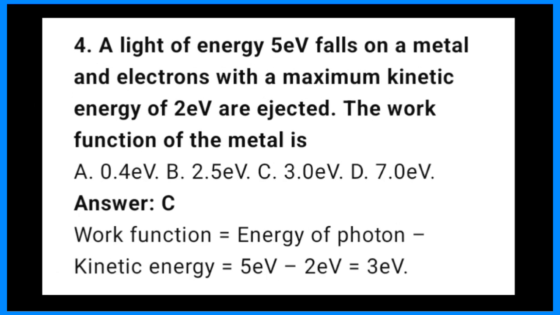4. A light of energy 5 eV falls on a metal and electrons with a maximum kinetic energy of 2 eV are ejected. The work function of the metal is A. 0.4 eV, B. 2.5 eV, C. 3.0 eV, D. 7.0 eV. Answer C. Work function equals energy of photon minus kinetic energy, which equals 5 eV minus 2 eV, equals 3 eV.